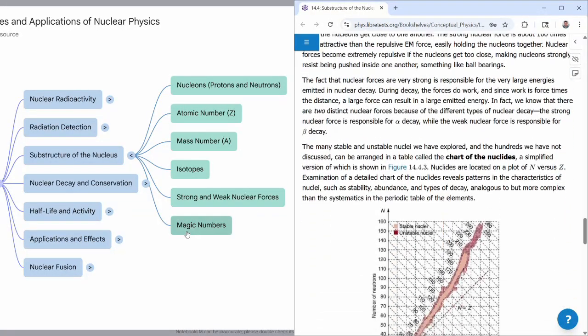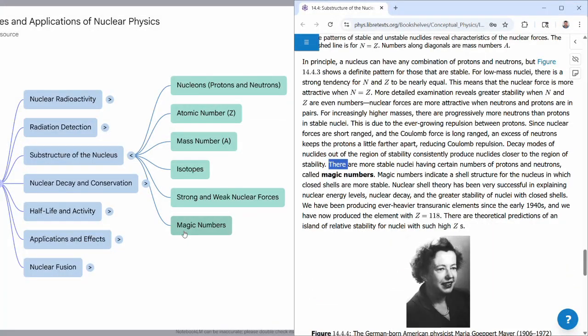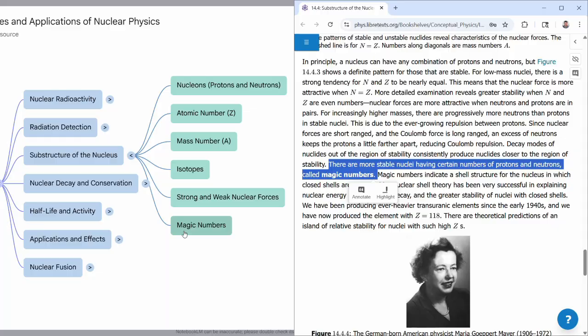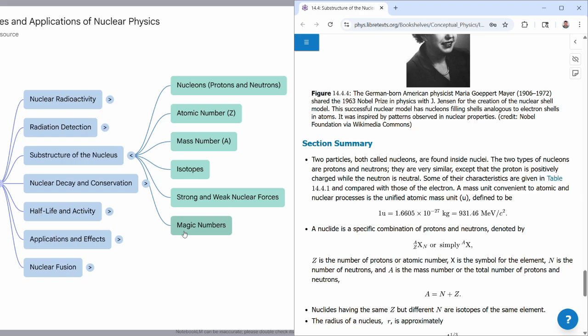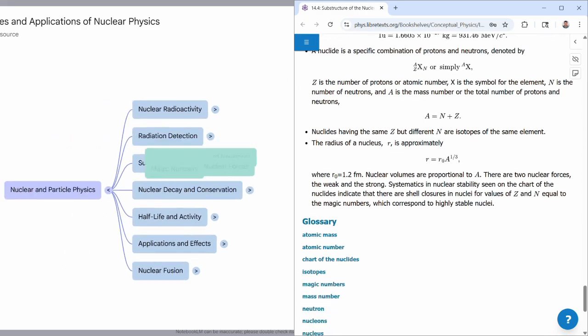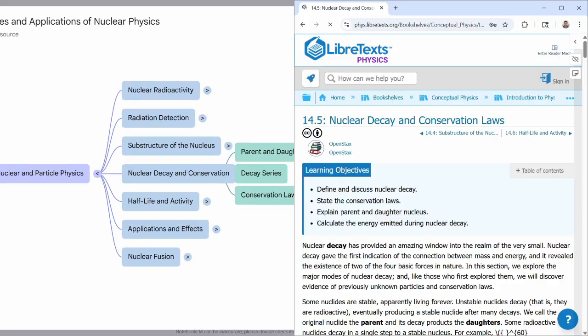And magic numbers, I think that's in reference to the combination of neutrons and protons needed for stable arrangement. I do make a reference to it in the lecture. Now, I don't think you need that for homework. Okay, let's move on. Nuclear decay and conservation laws, section 14.5.